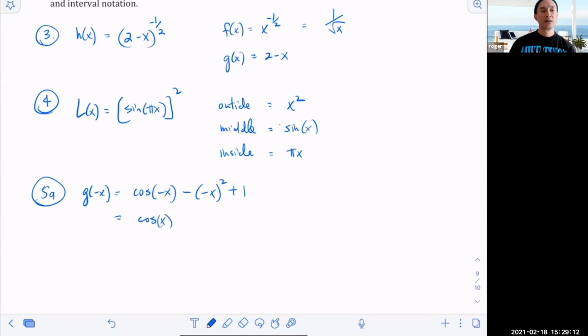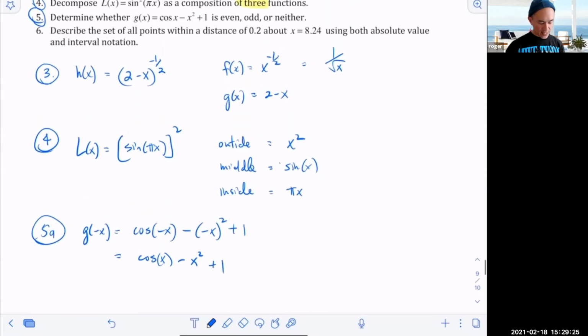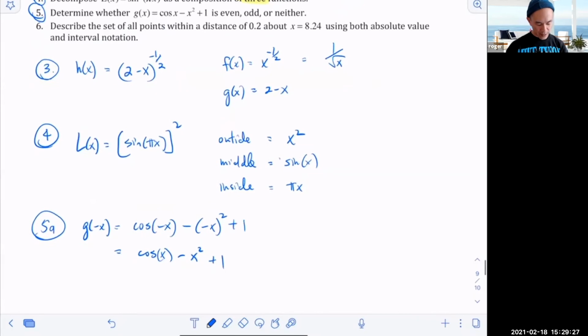Negative x quantity squared, that's just going to be x squared. And with the plus 1 there, there's nothing to do. Like you're not plugging in anything. So when I look at this, is this the same as my original function? Yes, it is. This is the same as g of x. So this is even. Does that make sense to you all?